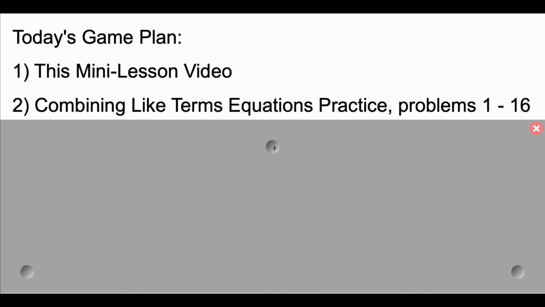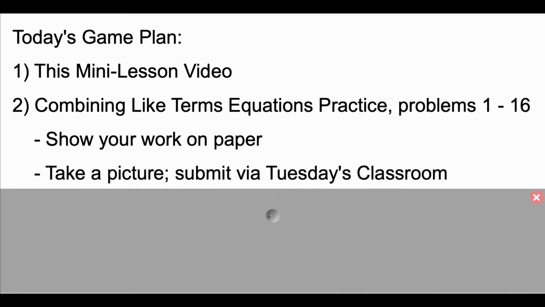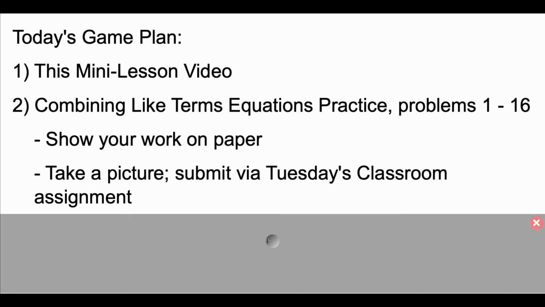Secondly, your work. The topic for today is combining like terms within equations, and we've got 16 practice problems for you to work through. And just like most of you did yesterday, you are going to show your work on a piece of paper, and then when you're done, circle your final answer so we can easily find it, and then take a picture of your work and submit it as an attachment via the Tuesday Google Classroom assignment. Some of you emailed because you couldn't figure that out. That's fine too. But if you can, submit it as an attachment through Classroom on the Tuesday assignment.